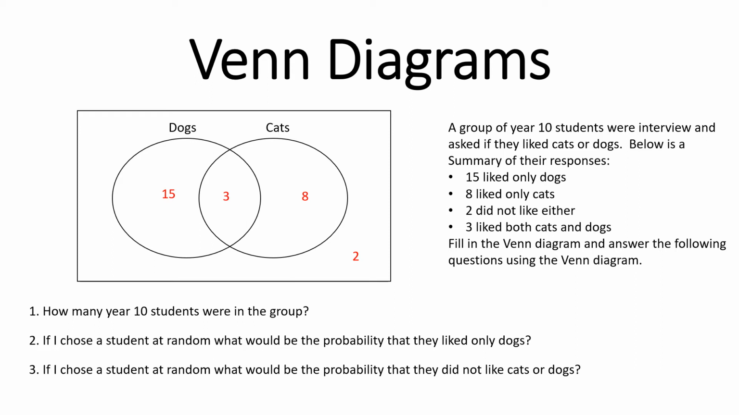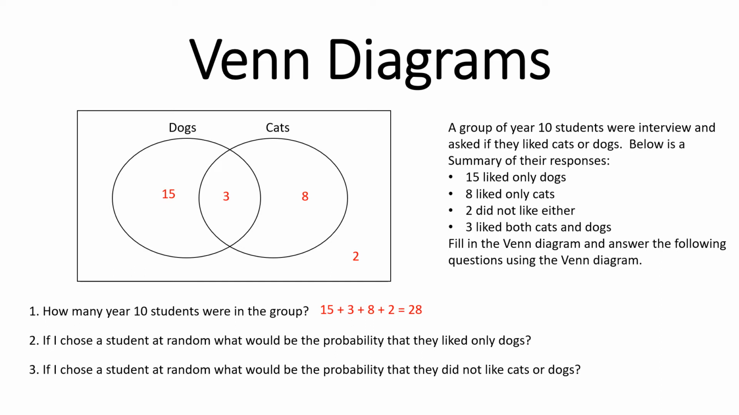If we have a look at the questions down the bottom, we have how many Year 10 students were in the group? So remember we were told in the question that a group of Year 10 students were interviewed. So how might we work out how many students were in the group? Okay, so we will add up all of the numbers in the Venn diagram, and that will tell us how many people were interviewed. So we have 15 plus 3 plus 8 plus 2, and that equals 28. So there were 28 Year 10 students in the group.